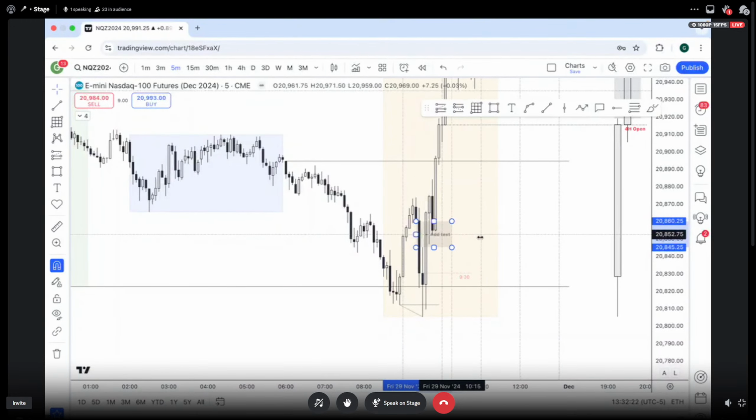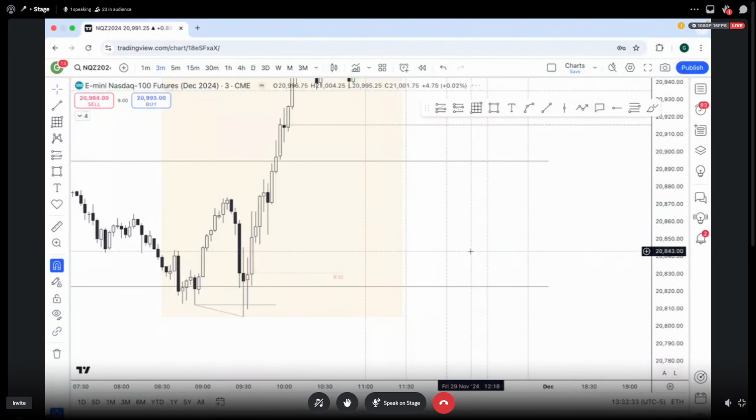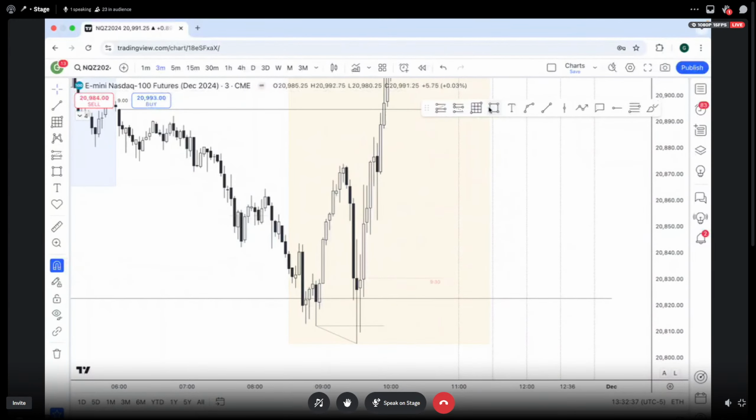on these inverse fair value gaps, on these CSDs, right? You could wait for a 15 minute. Like it's all up to you, bro. I'm not gonna tell you to trade. You have this CSD. I like the 5 minute, 3 minute, 1 minute. That's kind of what I like to enter on.